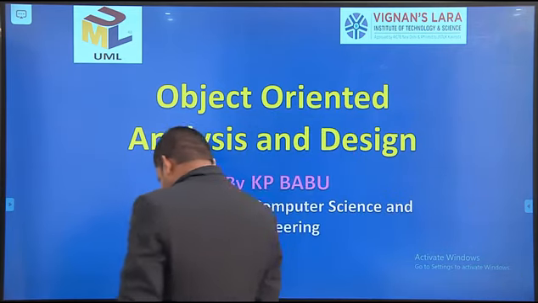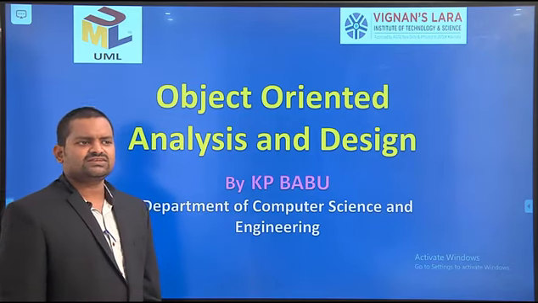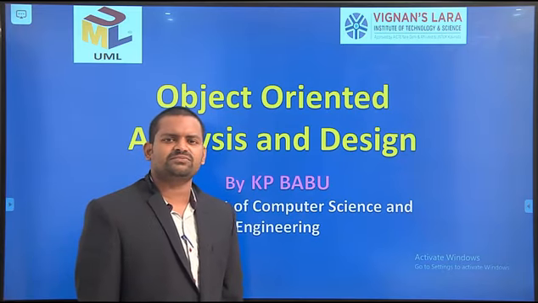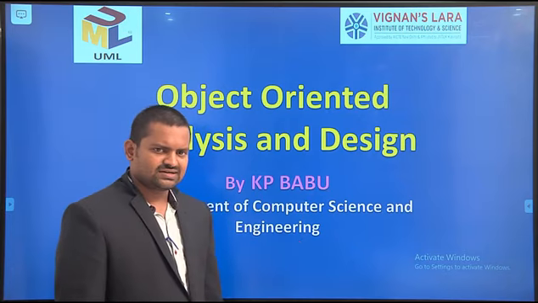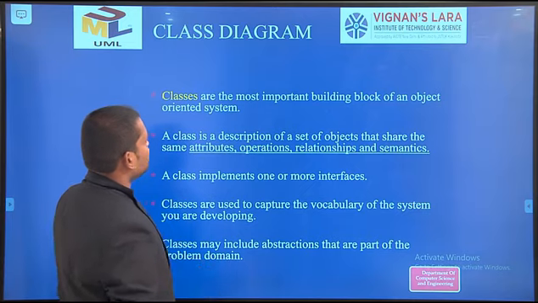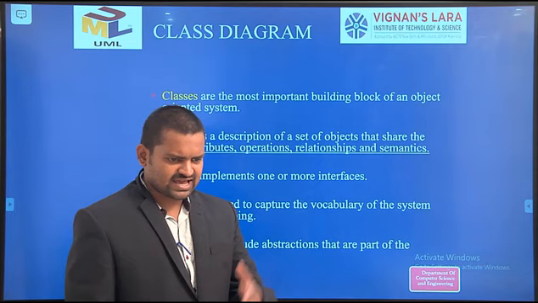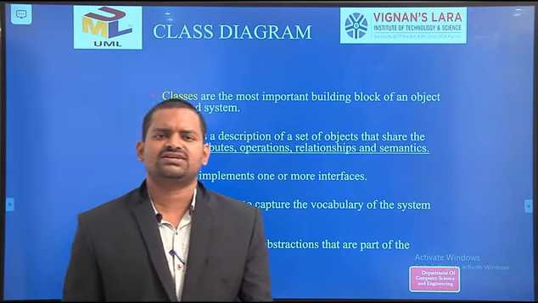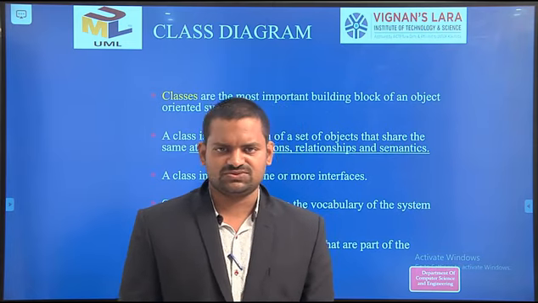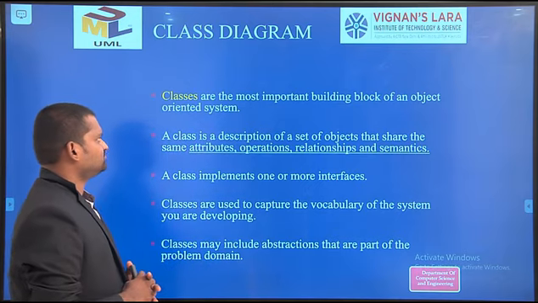So see here, in object-oriented analysis and design, the major skeletonized representation diagram is the class diagram. The first diagram is the class diagram. Now we will see what a class is and what the class diagram representation is. If time permits, we will go through the relationships also.